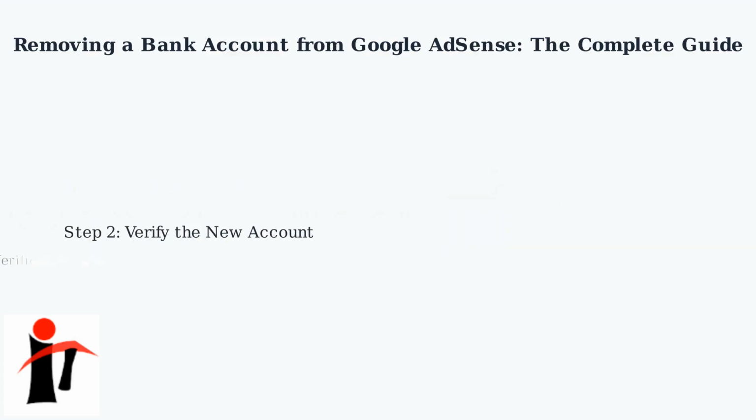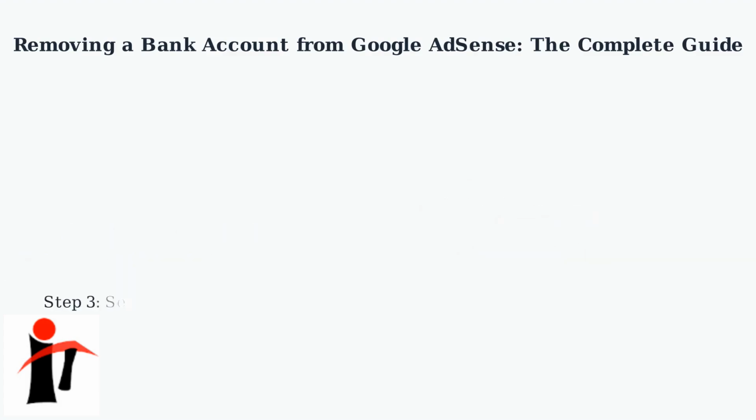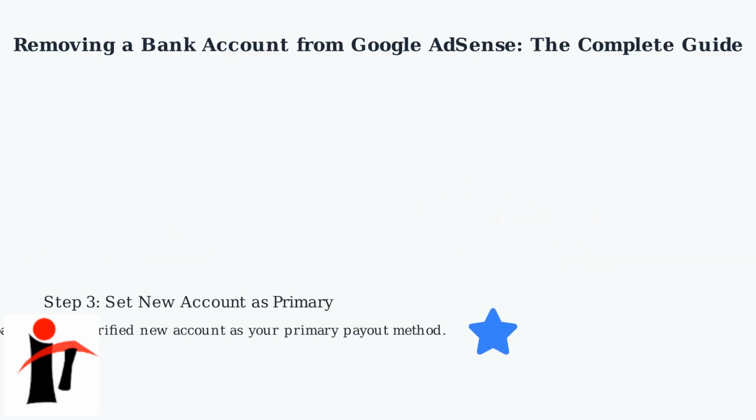Next, verify the new account. This usually involves micro deposits or instant verification through bank integrations where available. Verification typically takes 1 to 7 business days. Once verified, set the new account as your primary payout method.